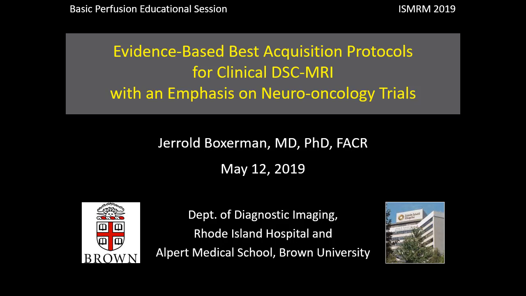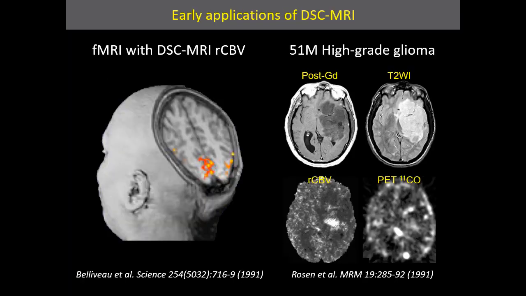I'll be talking about evidence-based best acquisition protocols for clinical DSC. I'll be focusing on neuro-oncology applications. So we've been doing DSC-MRI in the brain since the early 90s, including the first fMRI of visual stimulation and the first MRI-based CBV maps in gliomas.